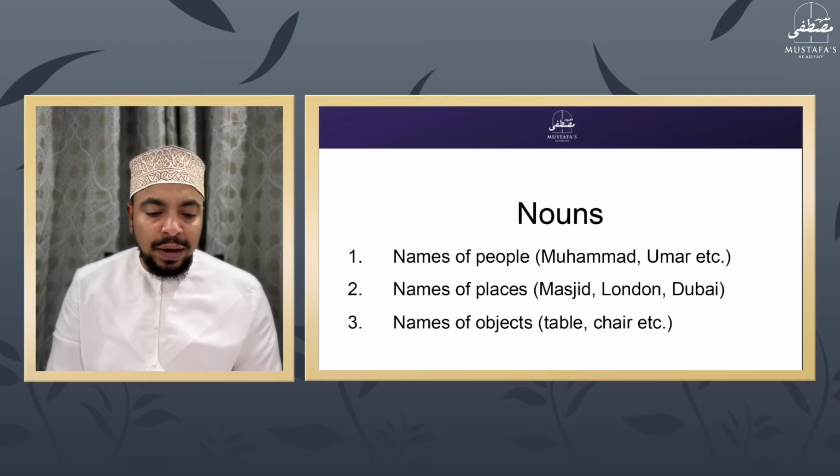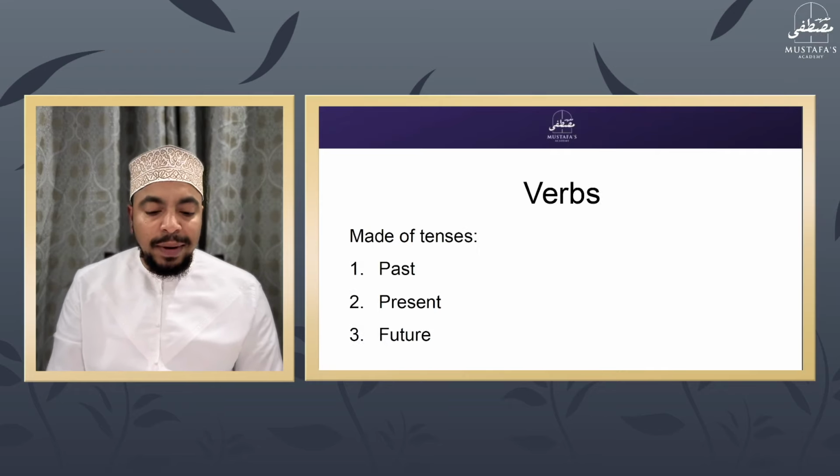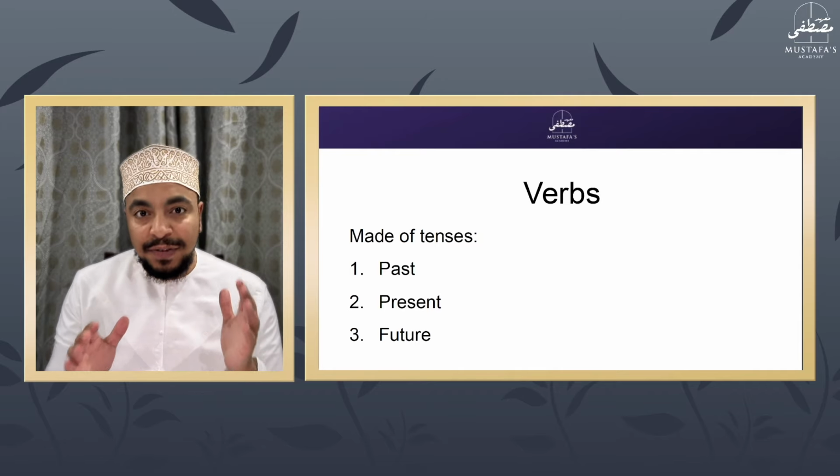So you've known. I want you to take what? Al-bayt and al-masjid. That's for the noun. Aywa. Now, what about a verb? A verb is made of tenses.